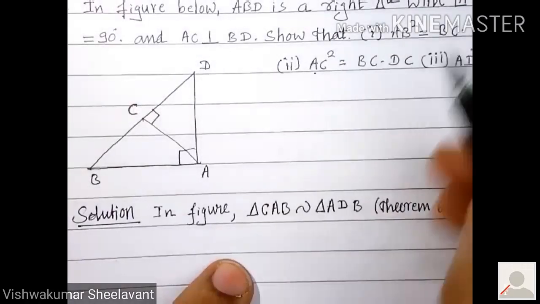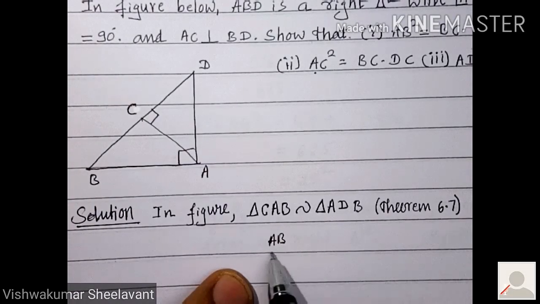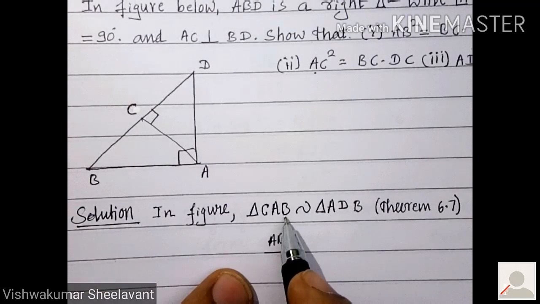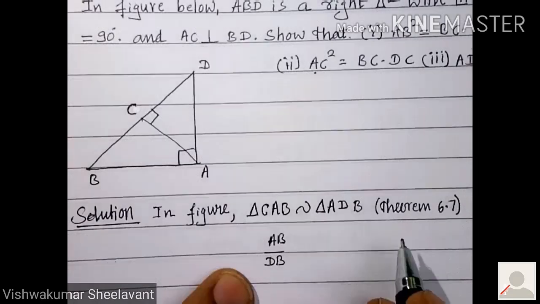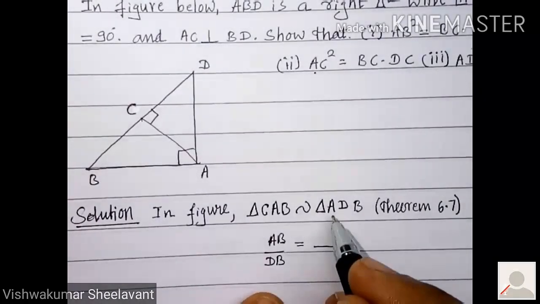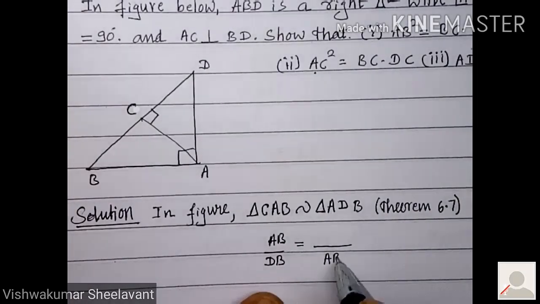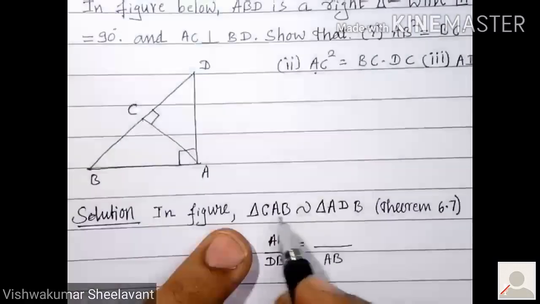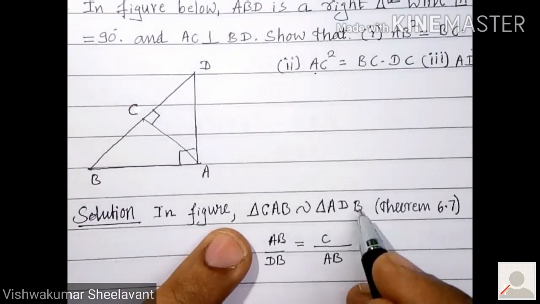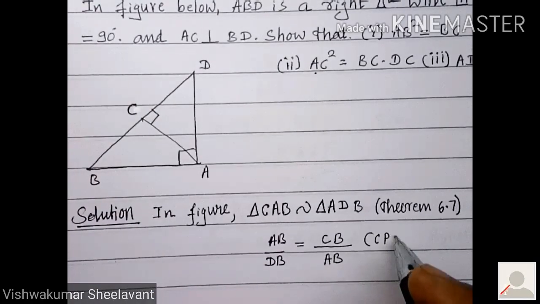You want AB square. AB square means you take this side AB. Last two vertices you have taken. Here also you take last two vertices. AB by DB equal to. Here also you take AB, but that AB will be now denominator. Corresponding to A, what you are having here? C you are having. Corresponding to B, what you are having here? B only you are having. So B. This is by CPST.